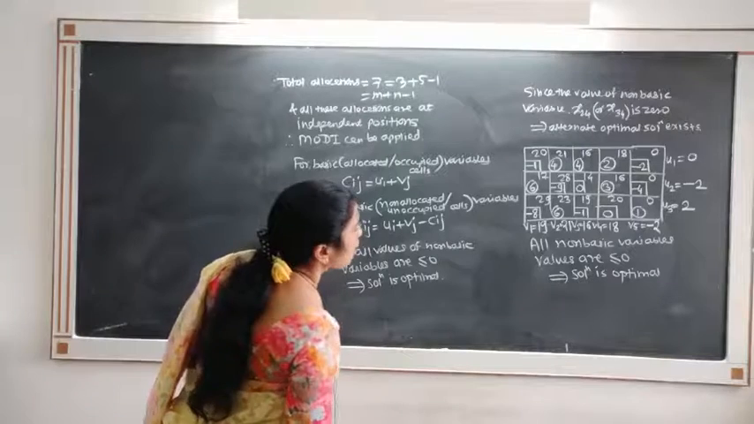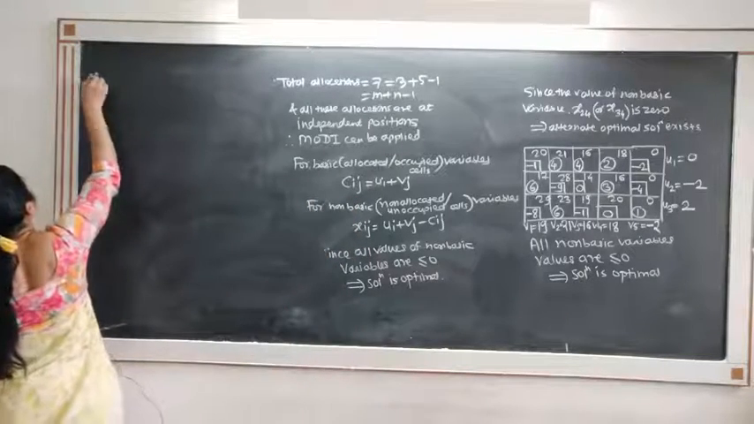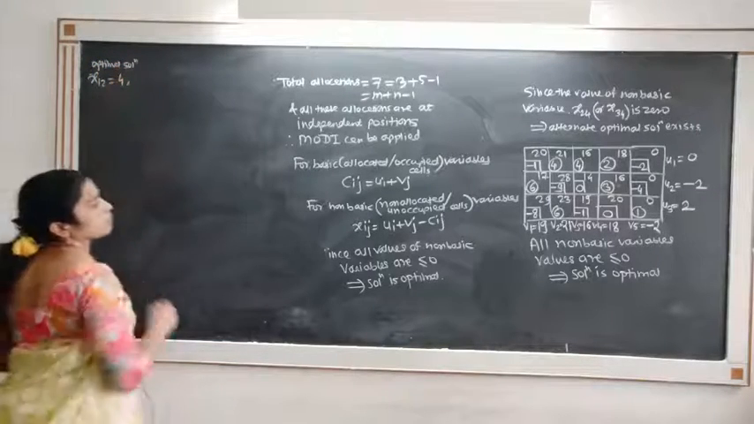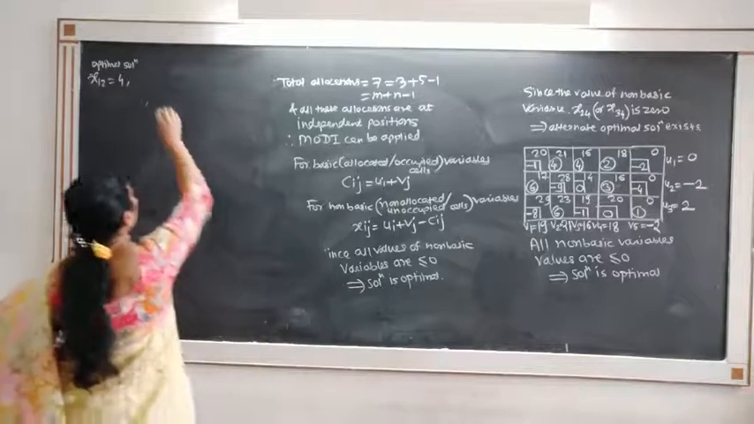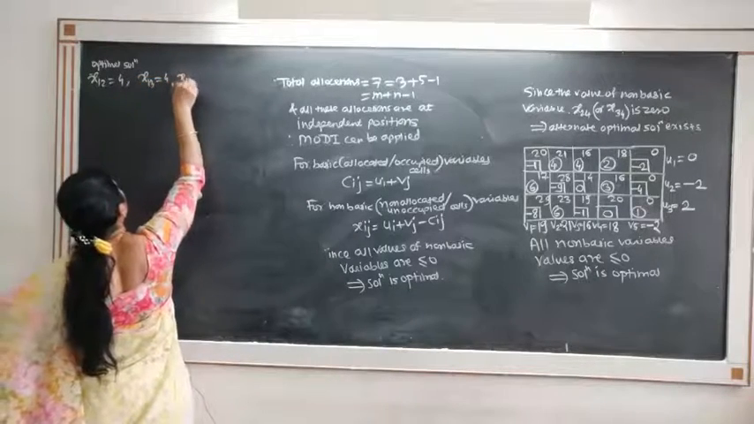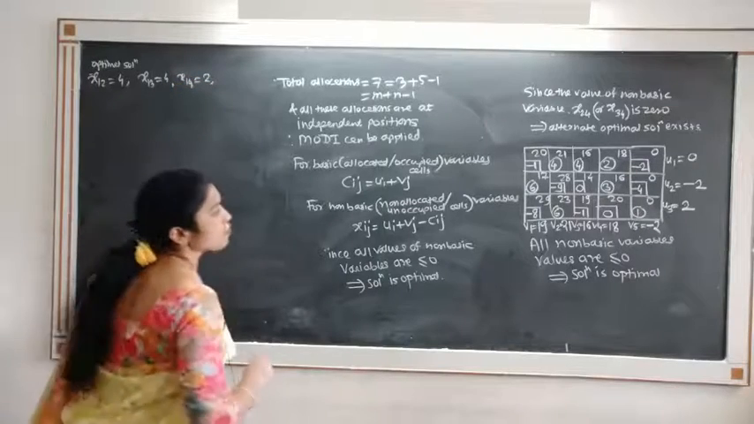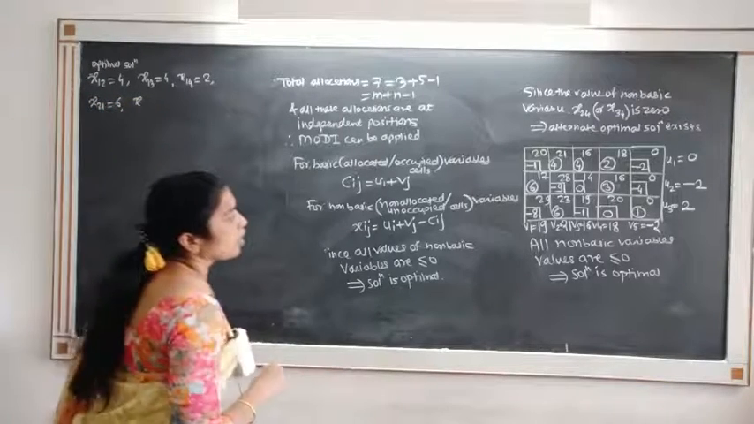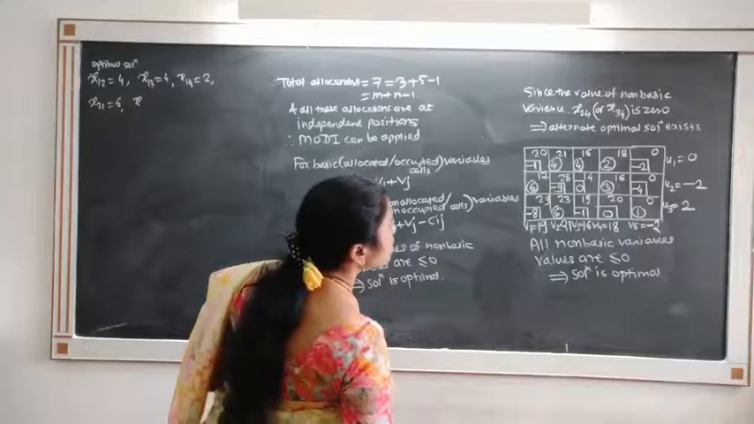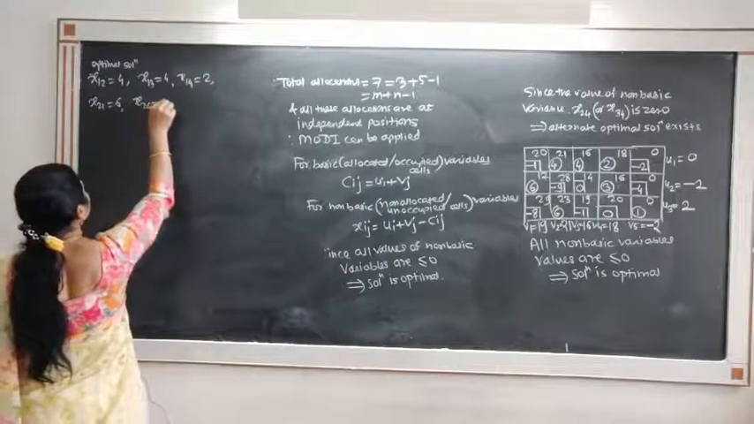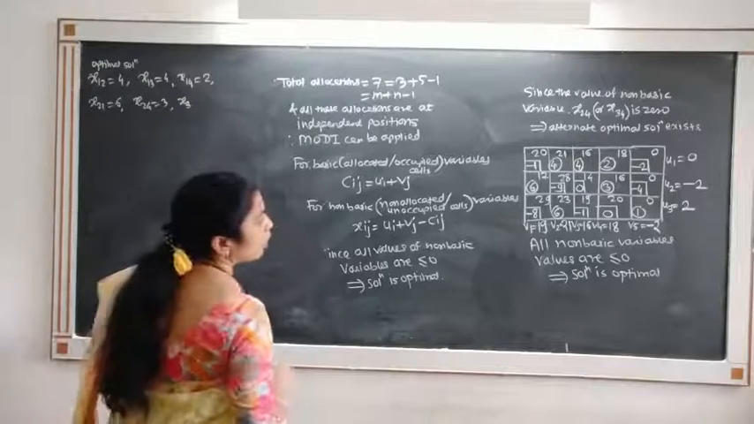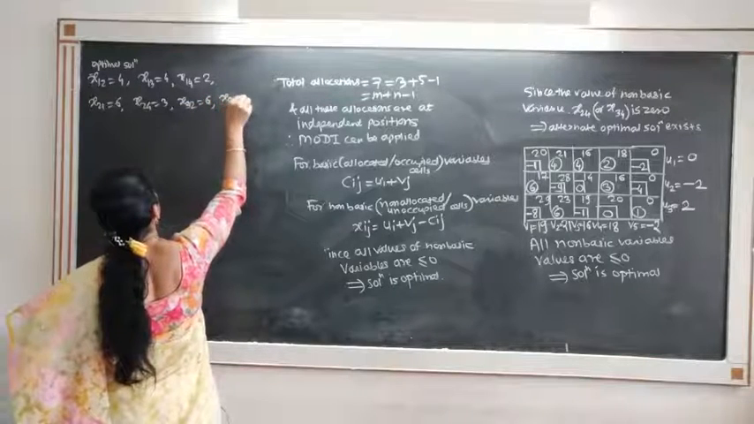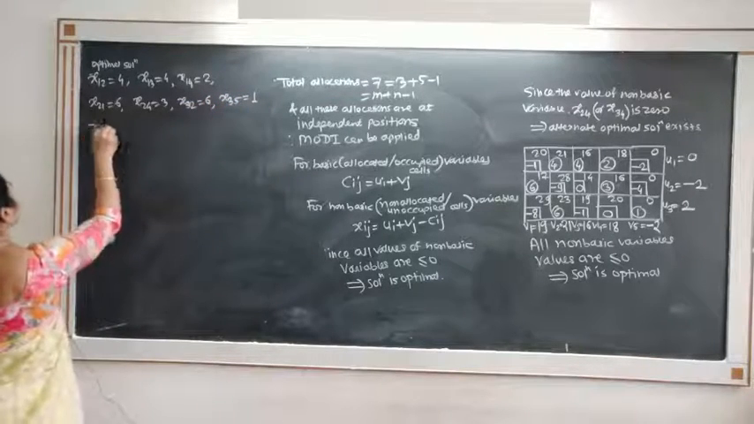The solution is x12 is equal to 4, x13 is equal to 4, x14 is equal to 2, x21 is equal to 6, x24 is equal to 3, x32 is equal to 6 and x35 is equal to 1, and find the transportation cost.